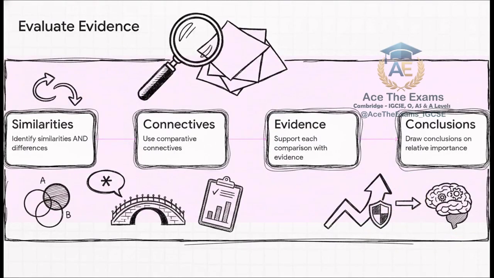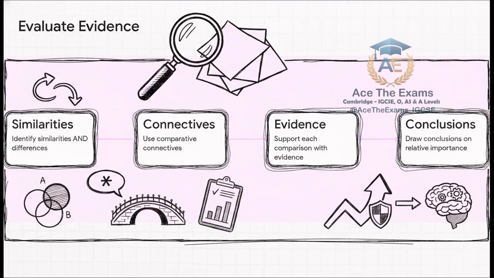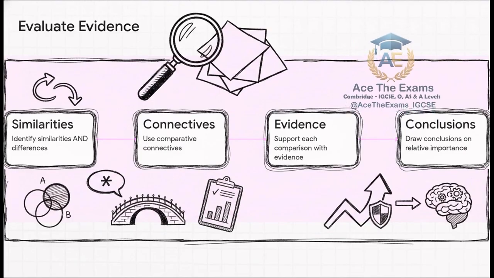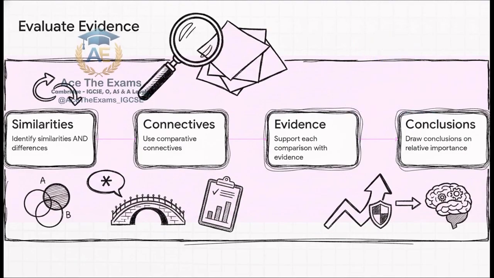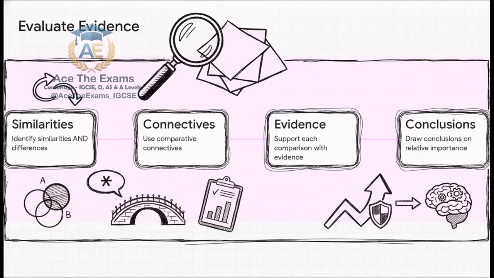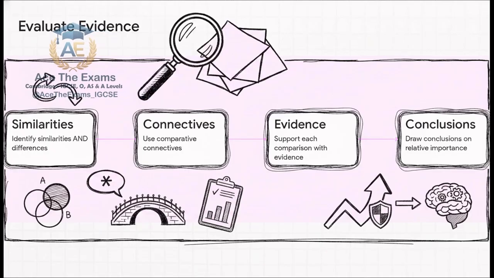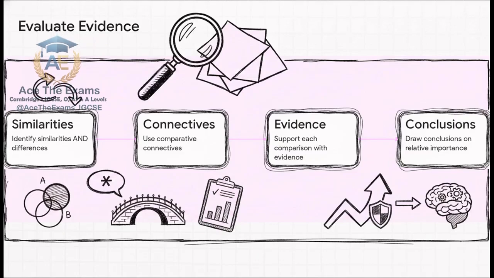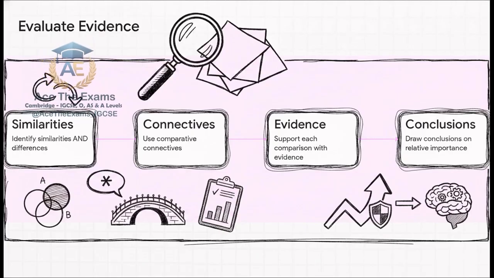Whenever you're asked to evaluate the quality of evidence, use this exact four-step methodology to hit those higher-order assessment objectives. First, don't just look for similarities. You must identify similarities and differences. Second, actually write out comparative connectives, words like whereas, conversely, or however. Third, support every single comparison with hard evidence or data extracted directly from the provided tables. And fourth, synthesize everything to draw a firm conclusion on the relative importance of your findings.